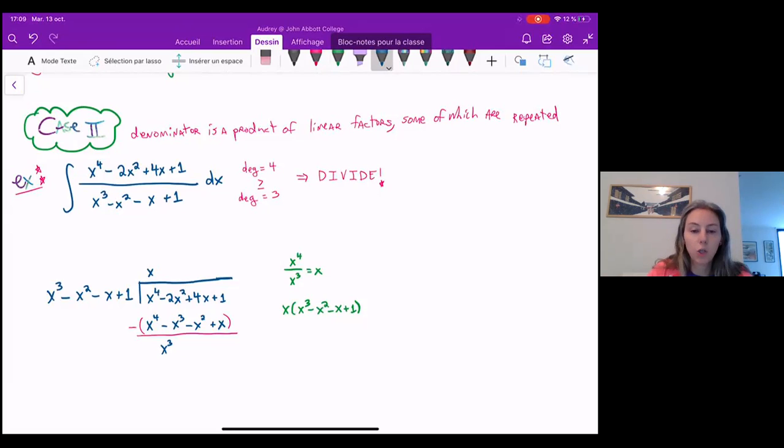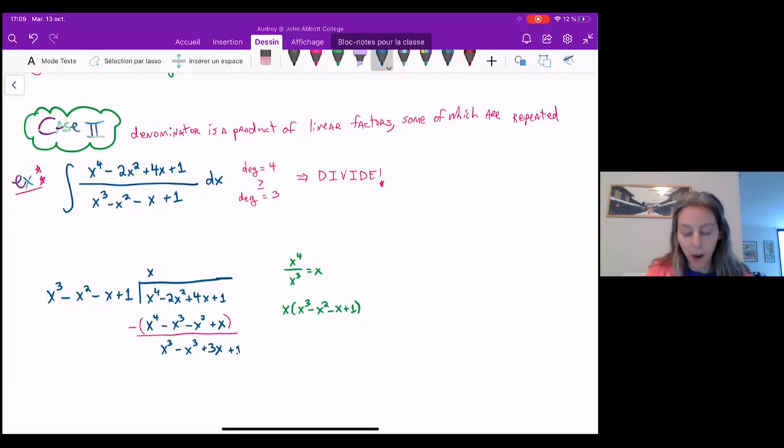So I have that minus 2x squared plus x squared actually gives me a minus x squared because there was no x cubed in that top thing. Then I have 4x minus x, that gives me a plus 3x. And then 1, there is no constant, so I just have a plus 1.